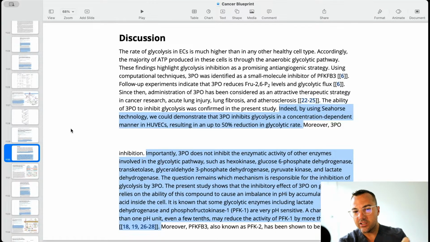The present study shows that the inhibitory effect of 3PO on glycolysis relies on the ability of this compound to cause an imbalance in pH inside the cancer cells by accumulating lactic acid inside the cell. It is known that some glycolytic enzymes, including lactate dehydrogenase and phosphofructokinase 1, are very pH sensitive. A change of less than 1 unit of pH, even a few tenths of a unit, may reduce the activity of PFK by more than 10-fold.